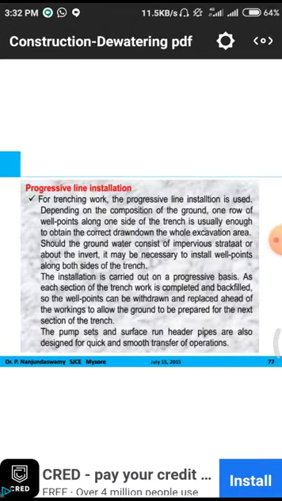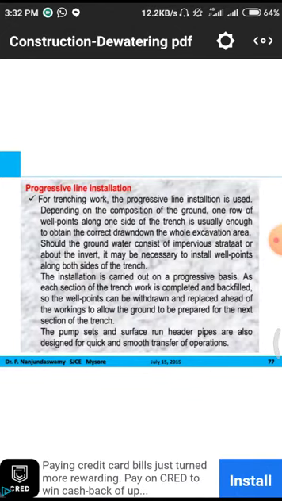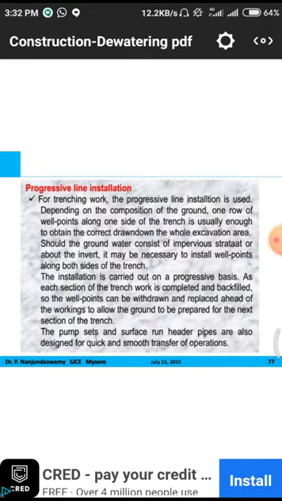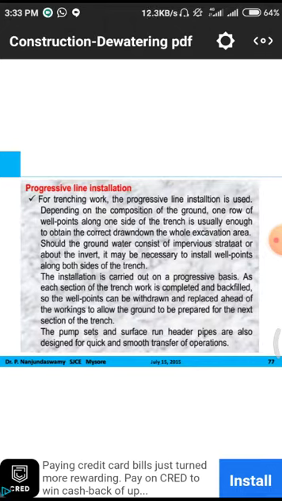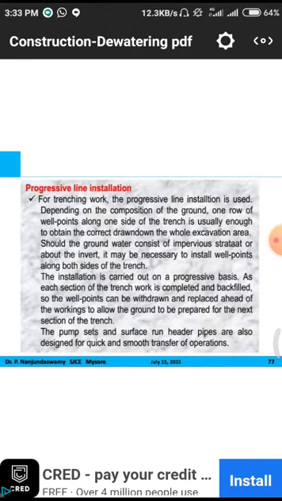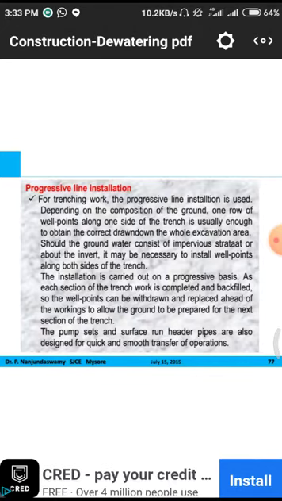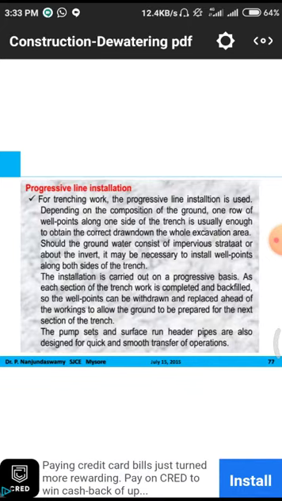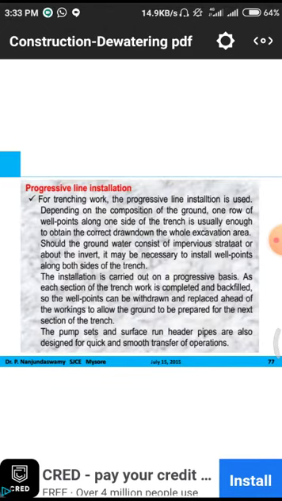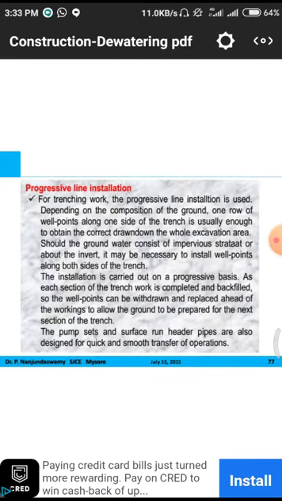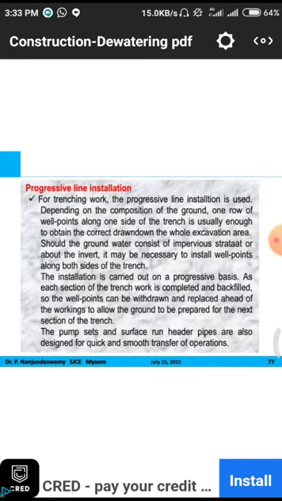Progressive means there may be some quantity of improvement. Progressive basis means improvement basis, as each section of the trench work is completed and backfilled. Whatever trenches we have, those trenches will be completed and backfilled. That means the total water will be removed from those trenches and discharged into other backfill areas, so that well points can be withdrawn and replaced ahead of the waterworks to the ground prepared by the next section of the trench.